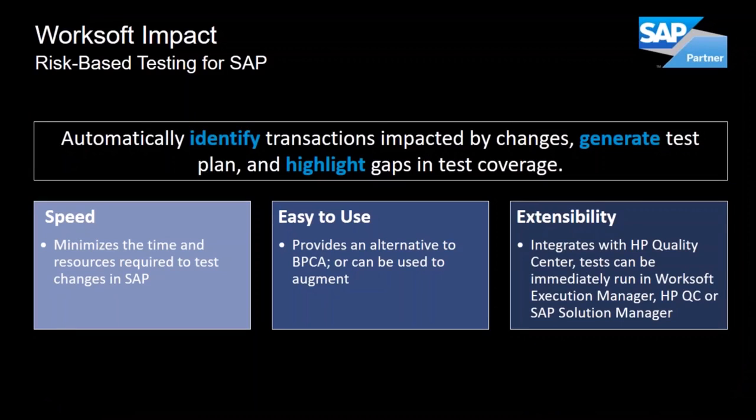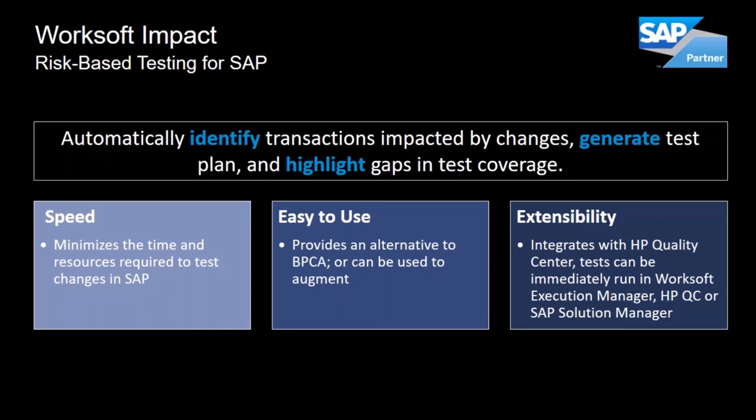So in terms of specifically how some of the products fit within that, one of them is Worksoft Impact. Impact allows you to identify the transactions that are affected by changes contained in transports. From that, we can generate test plans, and we can also highlight where we have gaps in test coverage. So it's very easy to use and it's extensible.